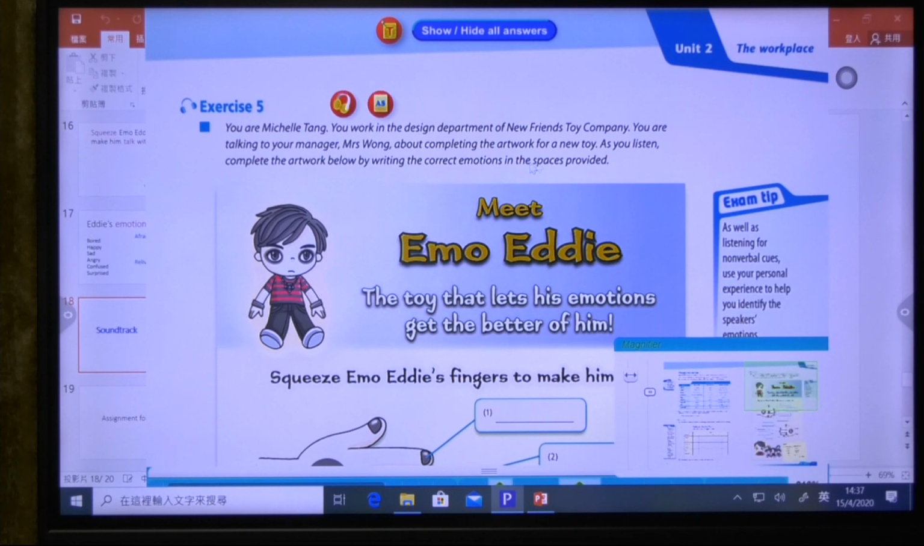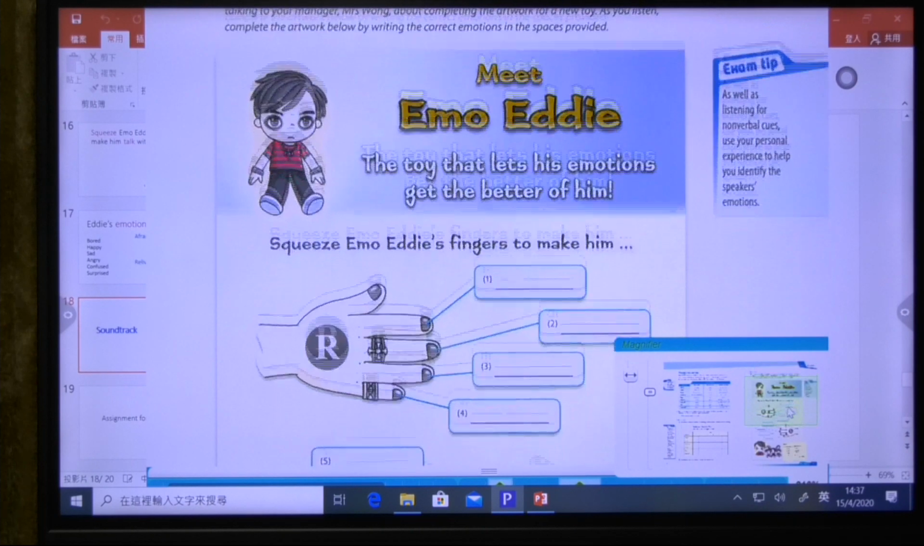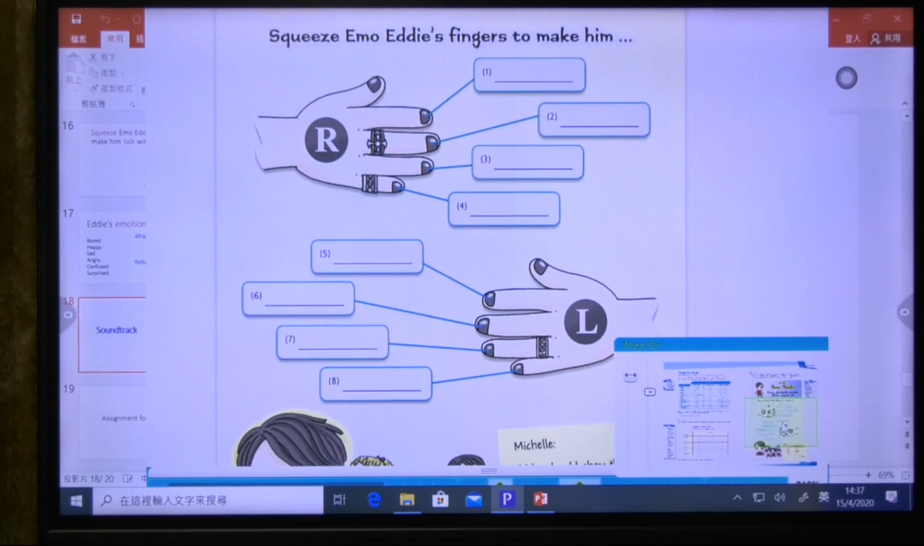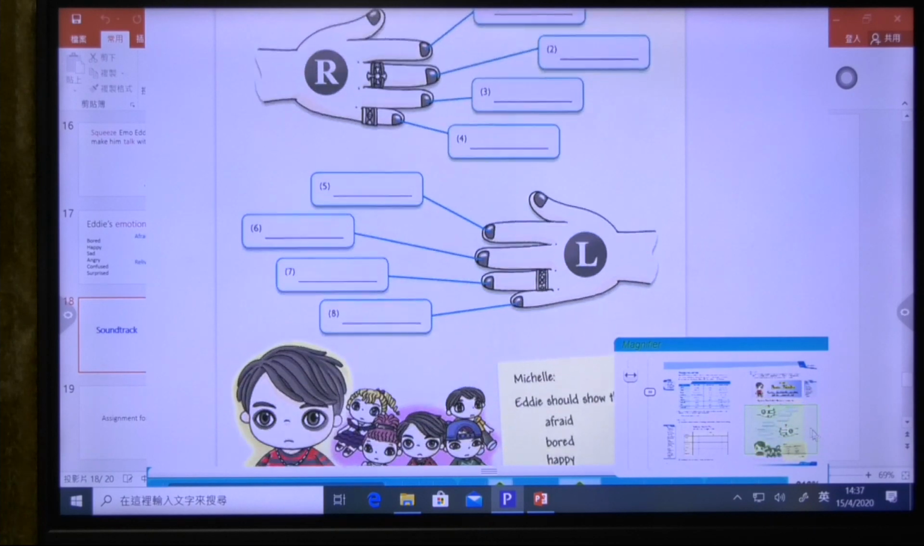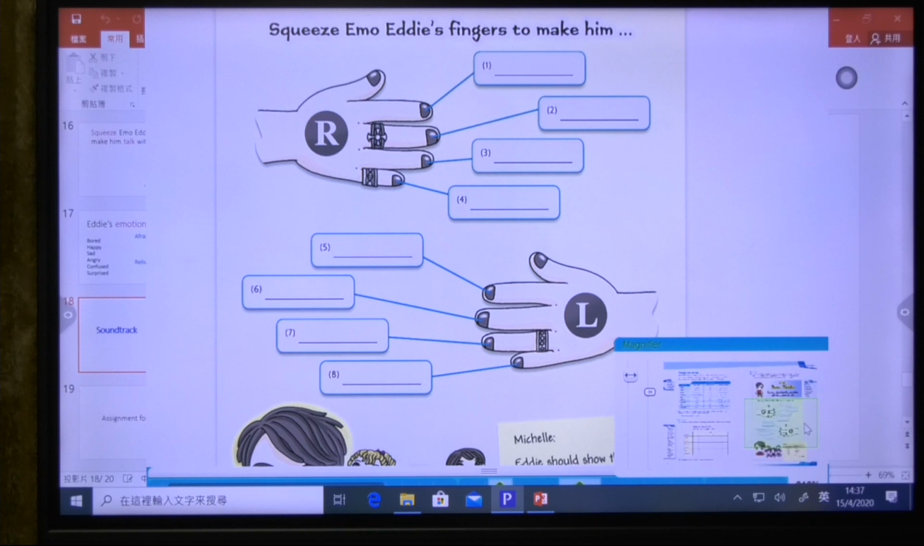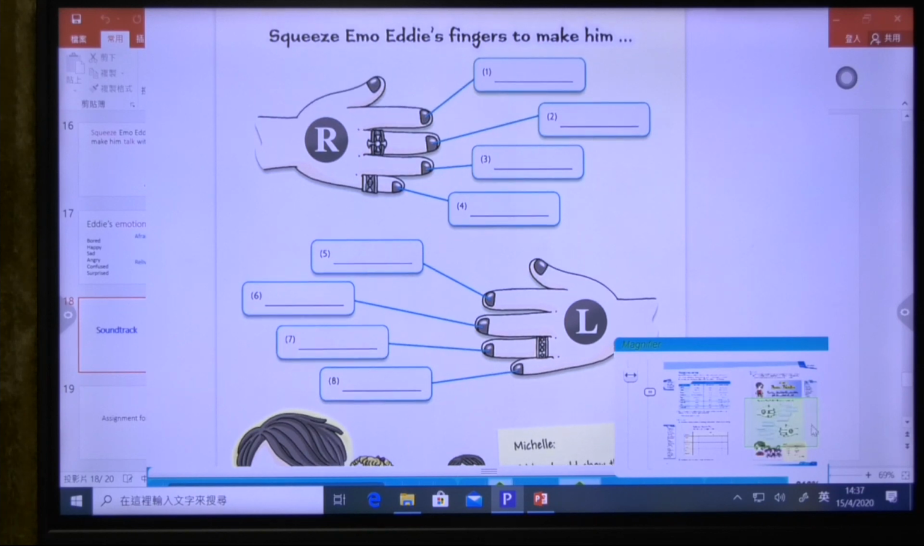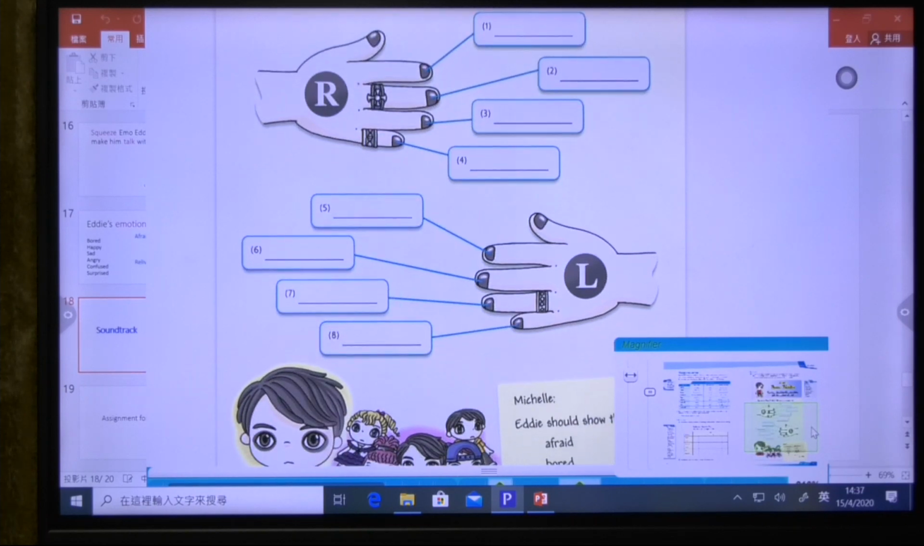Exercise 5, page 33. You are Michelle Tang. You work in the design department of New Friends Toy Company. You are talking to your manager, Mrs. Wong, about completing the artwork for a new toy. As you listen, complete the artwork below by writing the correct emotions in the spaces provided. You now have 20 seconds to familiarize yourself with the artwork.